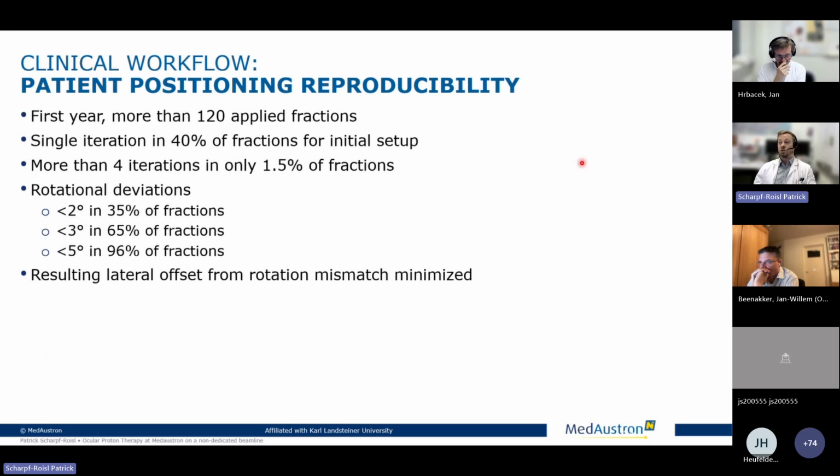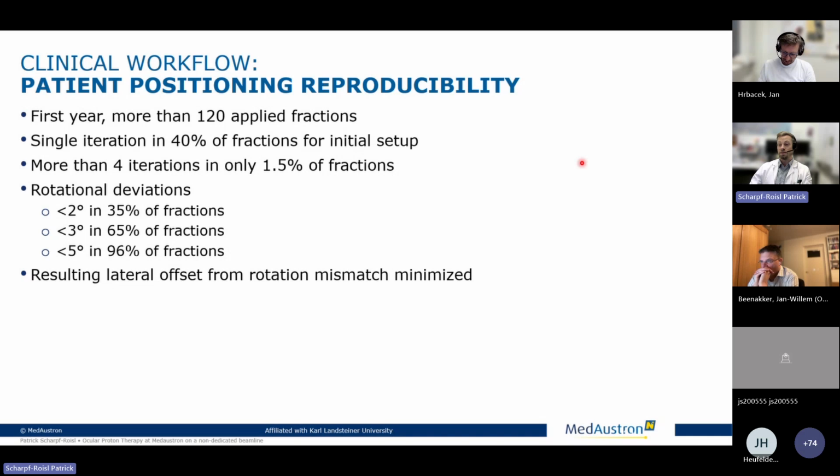Let's talk a bit about patient positioning reproducibility of this system. I think this is one of the main advantages of the lying position and this a priori knowledge from the CT. So for the first year, we applied more than 120 fractions, and I did an evaluation, and I saw that for 40% of cases, we just had a single iteration of images for the initial setup of the patient, meaning we just immobilized the patient, positioned the LED in the same position as last time, took the images, and we were within the 2 degrees rotational offset. We had to perform more than 4 iterations in only 1.5% of fractions. So just a very small amount of patients where we actually had to do multiple iterations.